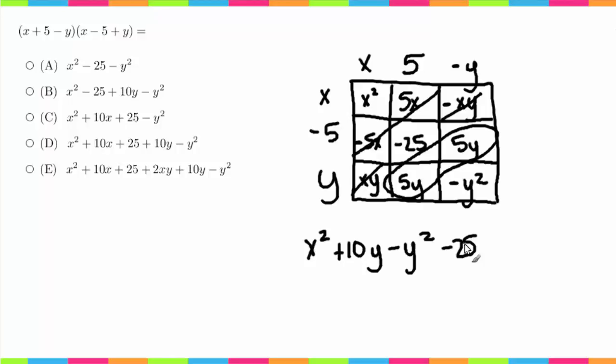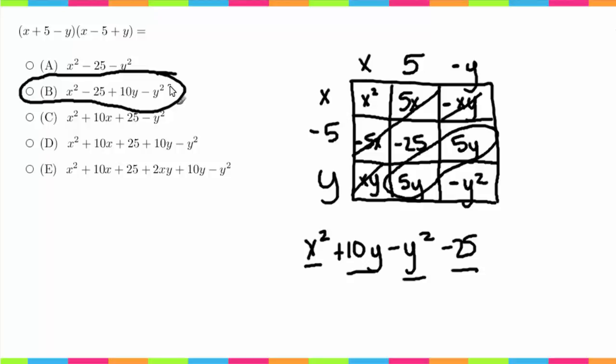So just off the top of my head, I noticed that I have a negative 25 term. So looking at my answer choices, A and B are the only ones with that term. So let's go ahead and start there. And I also have 4 terms. So it looks to me like B is going to be my answer, but let's take a look. So we have x squared, which is here, minus 25, which is here, 10y, which is here, and negative y squared, which is there. So that means our answer choice would be option B.